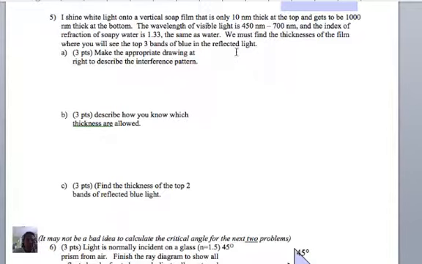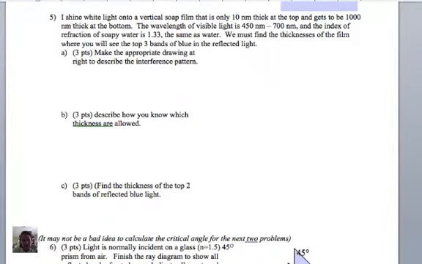What is asked is to make a drawing to describe the interference pattern, describe how you know which thicknesses are allowed, and find the thickness of the top bands of reflected blue light. Okay, so what I would recommend is, for me, I actually have to start with a drawing and include all the information that I know.